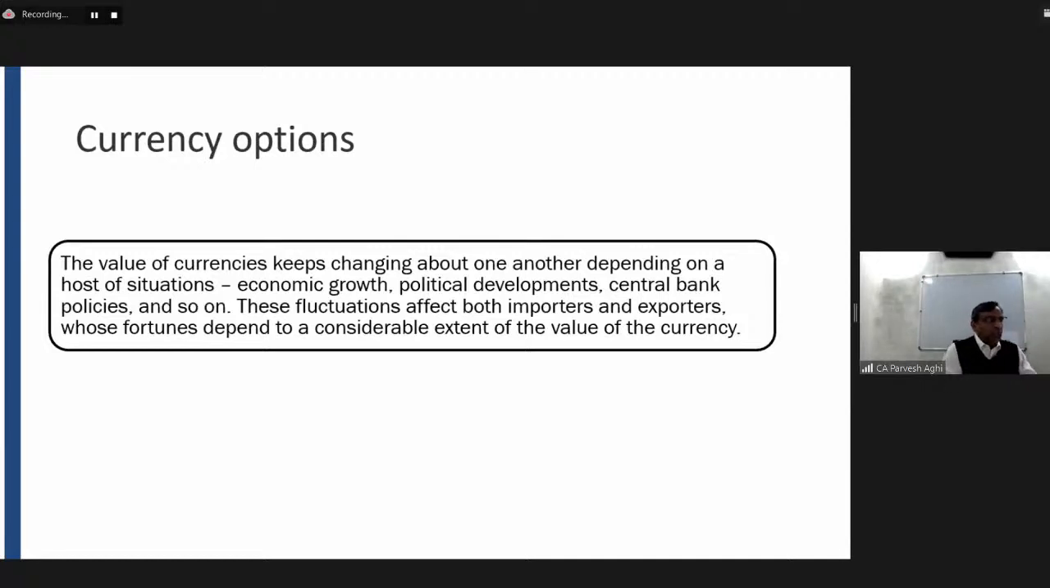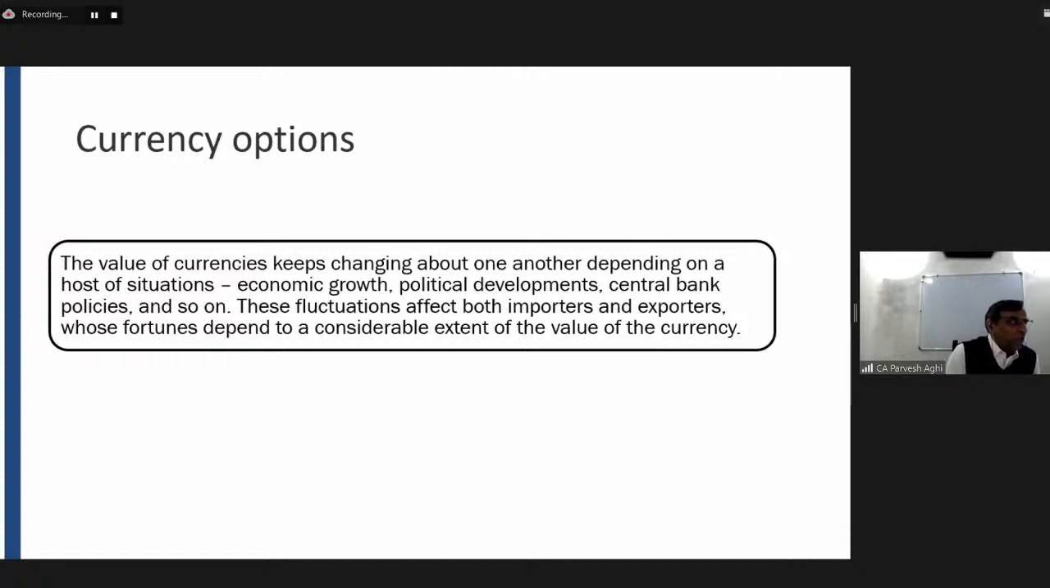So because the currencies keep changing, and it can happen because of the economic growth happening, whether the country is growing or not, depending upon the political development taking place in the country, or sometimes the central bank policies like RBI or the Federal Reserve in America. So their policies also affect and fluctuate the currencies. So there's a lot of volatility which happens in the currency. It can be caused because of many factors.